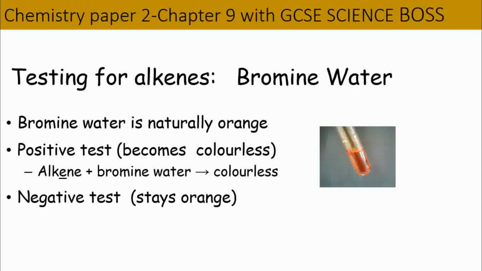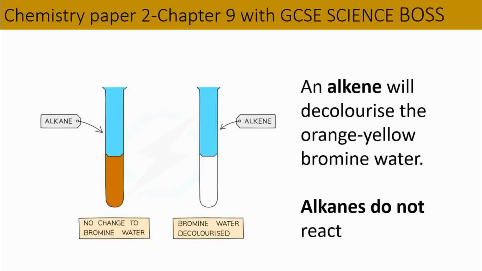But if it is not an alkene, it will stay orange. So if you have an alkane with bromine water, there will be no reaction. So just to summarize that, if you have an alkane, there's no change to the bromine water. But if you have an alkene, it will decolorize bromine water.